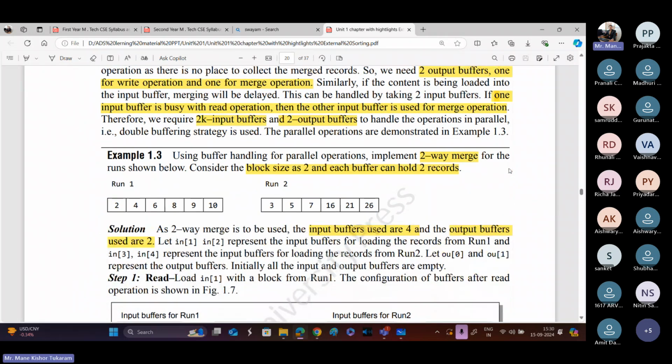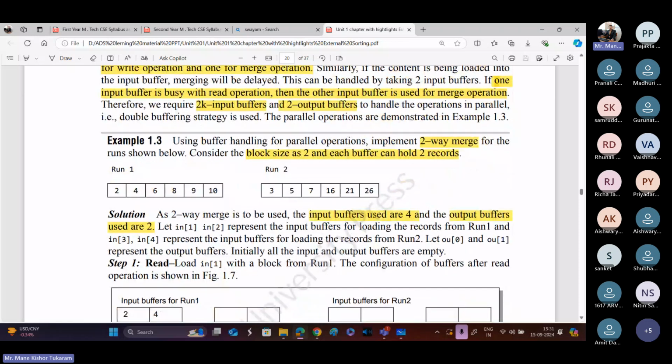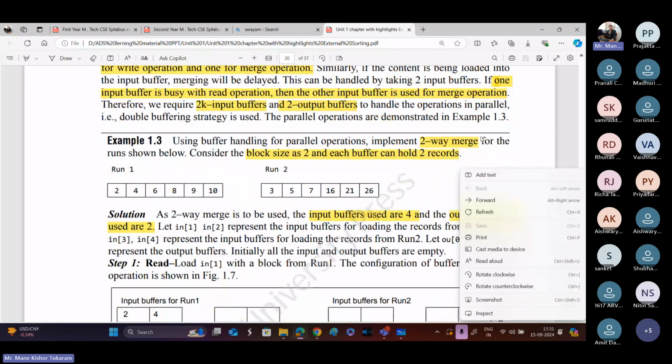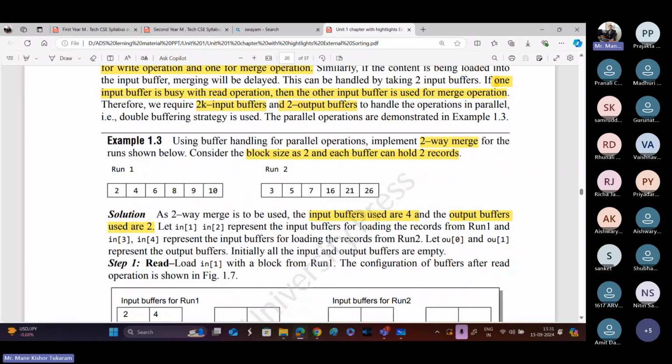Here is the example where we have 2K input buffers and 2 output buffers. 2K means what? K stands for K-way merge sort. Here the value of K is 2, so 2 into 2 means 4: 4 input buffers and 2 output buffers. While sorting these 2 runs, we have buffers for input and output, and each buffer will take 2 records. So at a time, instead of taking one single record, we are taking 2 records.